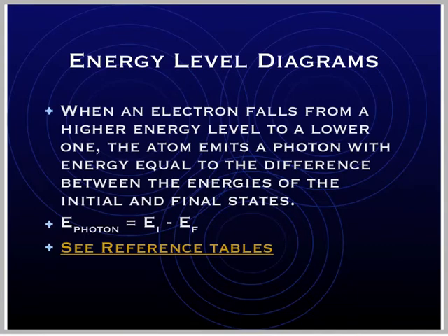So to summarize, when an electron falls from a higher energy level to a lower energy level, the atom emits a photon with energy equal to the difference between the energies of the initial and final states. So this is the formula that's on our reference tables. The energy of a photon emitted by an atom as an electron jumps from an upper energy level to a lower energy level is equal to the energy of the initial energy level minus the energy of the final energy level. And that difference in energies is equal to the energy of the photon. Now let's look at the reference tables.